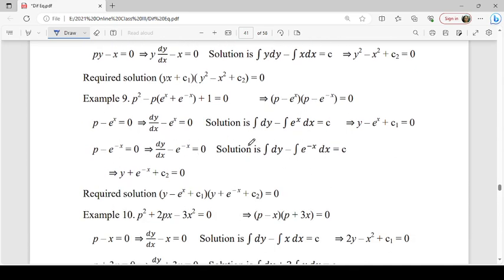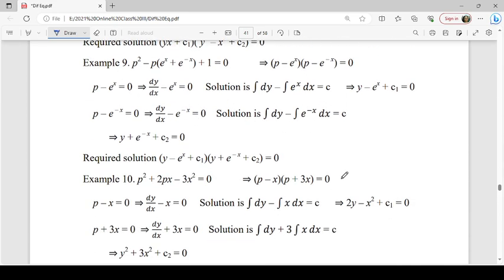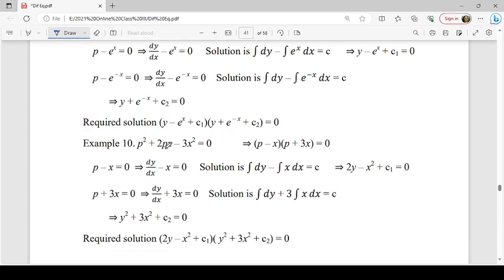These are simple. Then p square plus 2px minus 3x square is equal to 0. p minus x into p plus thrice x. So this is simple.